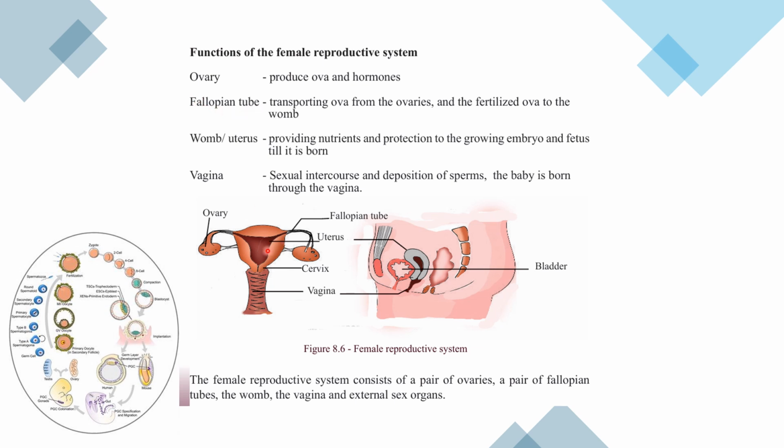And then there's the womb or the uterus. Its main function happens during pregnancy, which is providing nutrients and protection to the growing embryo and fetus till it is born. And then the vagina, the use of it is sexual intercourse and also deposition of sperms, and also, as you know, the baby is born through the vagina.